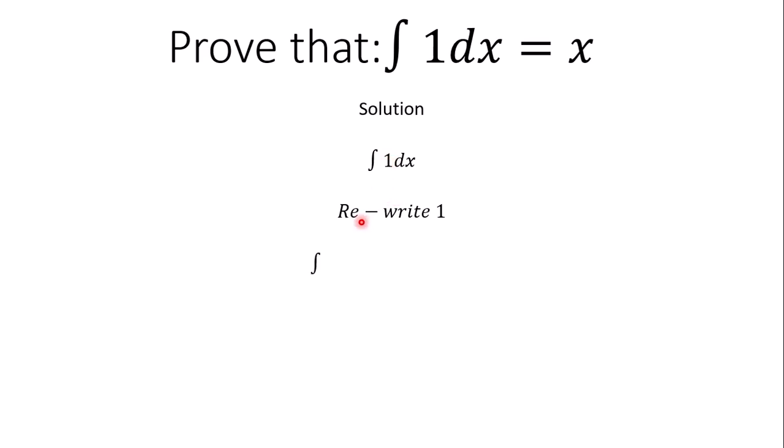So let's write. Here we are going to split them and then integrate them separately. So when you split them, you're going to get integral sine x squared dx plus integral cos x squared dx.